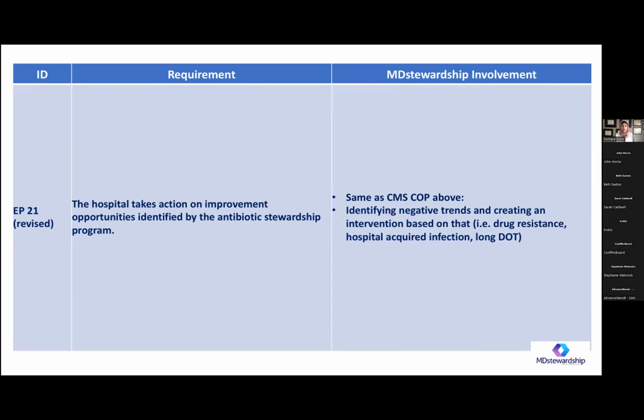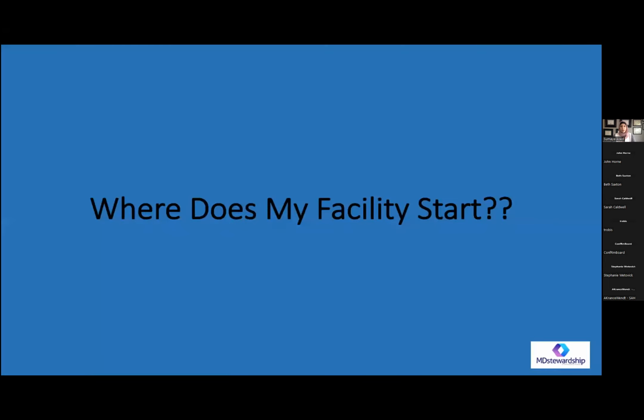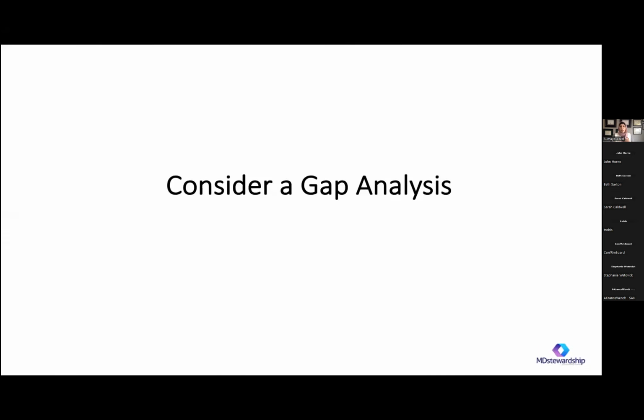And will not, EP21 is revised, but it meets the same COP as above. Okay, I know I've flown through those, but there's so many COPs and so many EPs for Joint Commission. So if you're like, I have a survey coming up, these are all new to me, where should I start? For me, what I found is starting with a gap analysis tool is the most helpful.